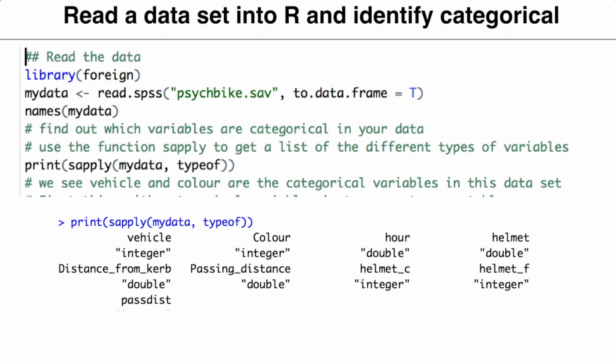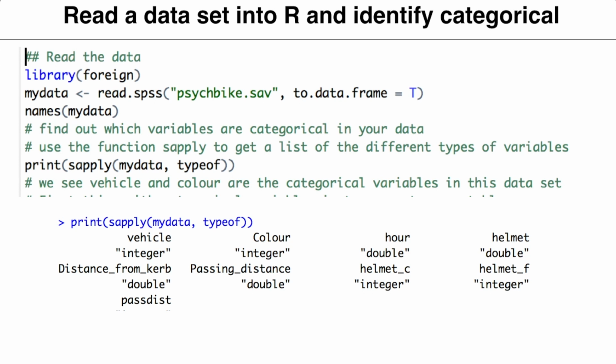And then I apply the function typeof to each element of myData by using another function called sapply, and sapply then returns it. So if we then use a third function, that is, if I print it out to my console, I get to see an output which is shown below: the variable vehicle is an integer, the variable color is an integer, the variable helmet is an integer, helmet C is an integer, and the passing distance is an integer as well.